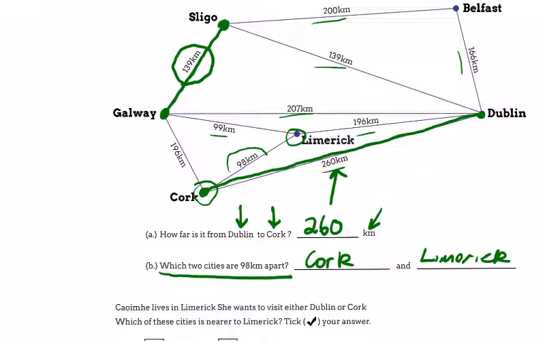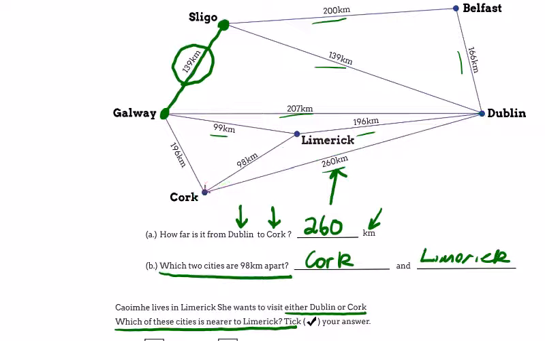Now Caoimhe lives in Limerick and she wants to visit either Dublin or Cork. Which of these cities is nearer to Limerick? And it just asks us to tick the correct box underneath, which we'll look at now. So let's have a look. She lives in Limerick. Write in pencil if you're putting information on diagrams in the exam in case you need to rub it out. So she lives in Limerick and she visits either Dublin or Cork. Now, it's fairly obvious. If you know your map of Ireland, you know Limerick is closer to Cork, and they're not going to lie in the exam, but maybe mathematically we might be asked to do something.